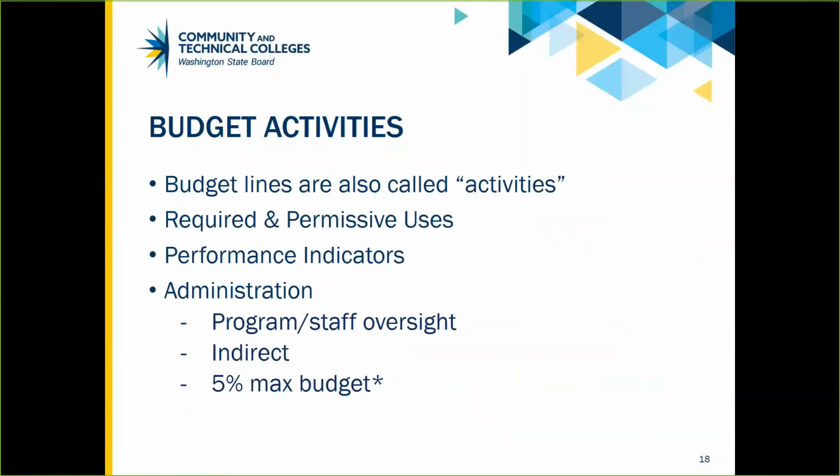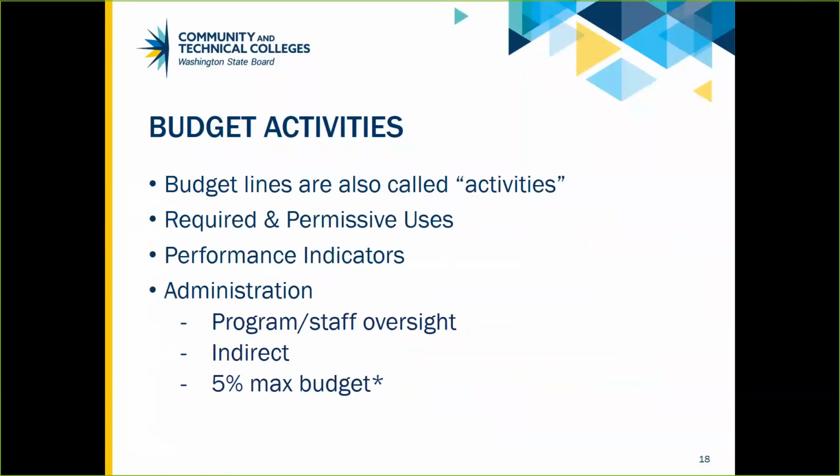budget line or activity. The performance indicators line is only used if you've missed your performance targets and you need to budget funds in that specific area to increase your performance and to meet those targets. Tim, did you say we're not doing that this year? Yeah. So my feedback there is don't budget anything on the performance indicators line this year.